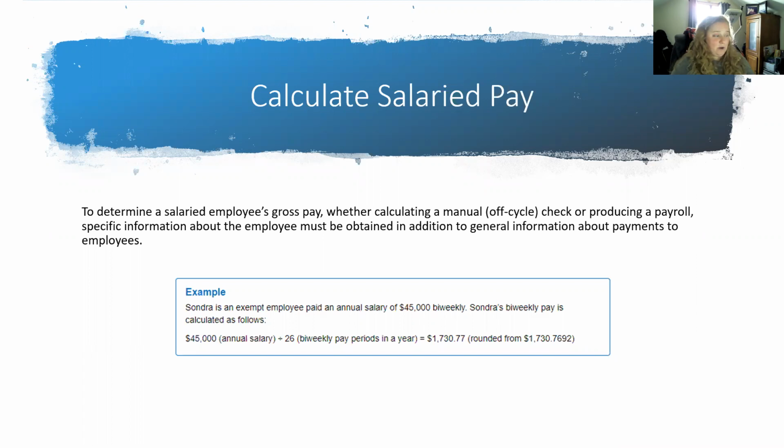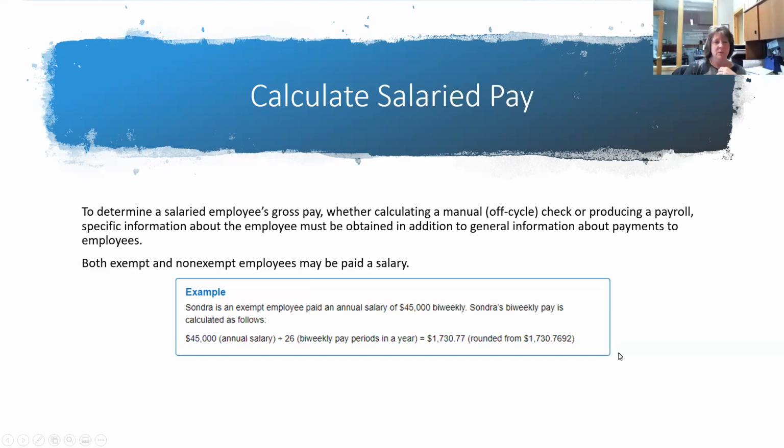Unless, of course, we have a year where there's 27 biweekly pay periods, and then we just all throw our arms up because we're not even going to talk about that right now. Melissa, what would you really do?